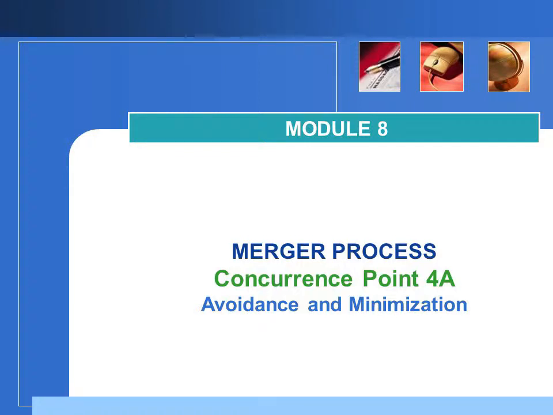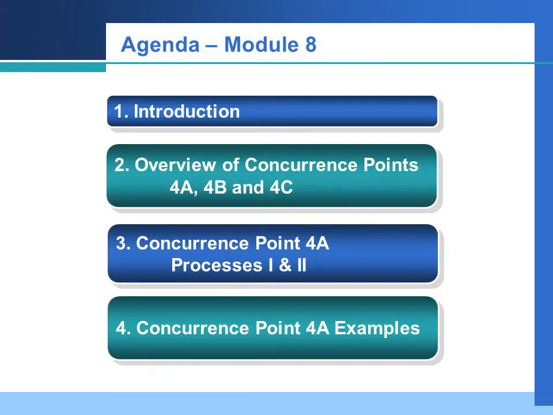Module 8 reviews steps in the merger process associated with Concurrence Point 4A, Avoidance and Minimization. This module includes a brief overview of Concurrence Points 4A, 4B, and 4C, a detailed review of the steps associated with Concurrence Point 4A for both processes 1 and 2, and examples of Concurrence Point 4A avoidance and minimization measures.